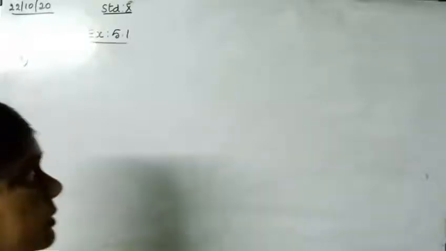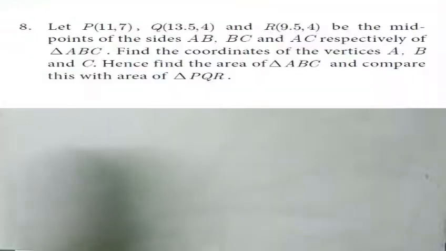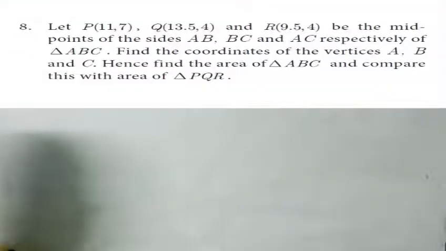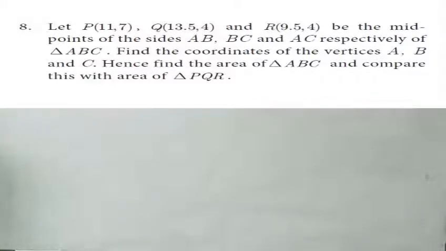Today let us see exercise 5.1 question number 8. Let P(11, 7), Q(13.5, 4) and R(9.5, 4) be the midpoints of the sides AB, BC and AC respectively of triangle ABC. Find the coordinates of the vertices A, B and C. Hence, find the area of triangle ABC and compare with the area of triangle PQR.